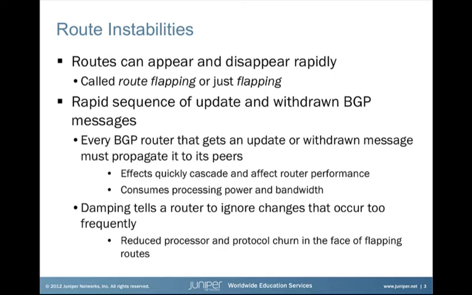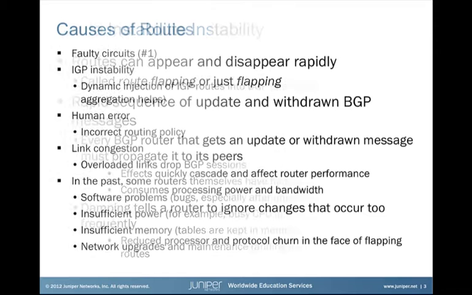So the reason for damping is route instabilities. Routes can appear and disappear rapidly. The terminology is called route flapping, or just flapping: a rapid sequence of update and withdrawn BGP messages. Every BGP router that gets an update or withdrawn message must propagate that to its peers. This can quickly cascade and affect router performance and, of course, consumes power and bandwidth. What damping does is tell a router to ignore changes that occur too frequently, reducing processor and protocol churn in the face of flapping routes.